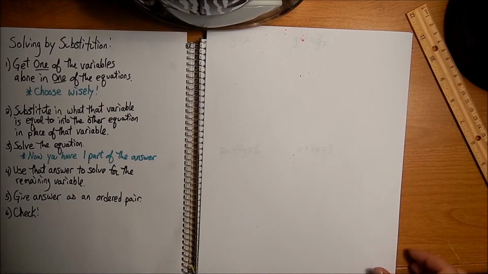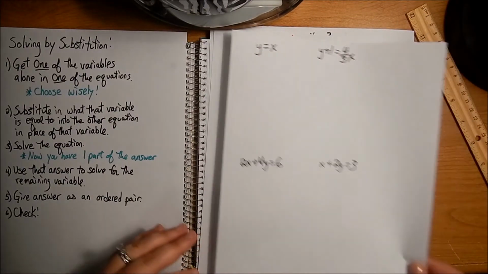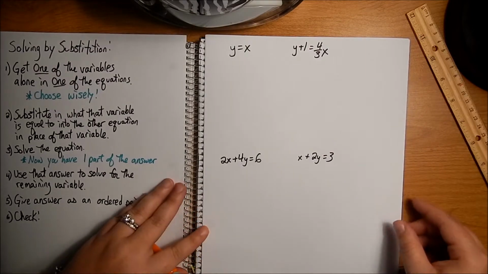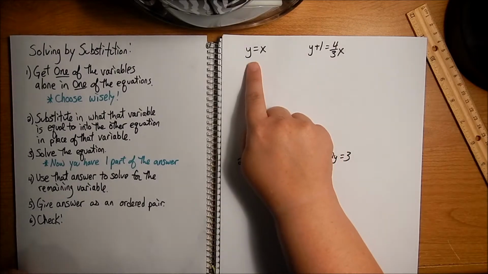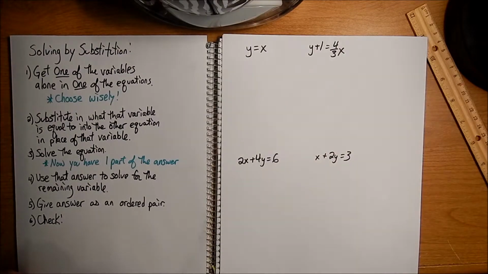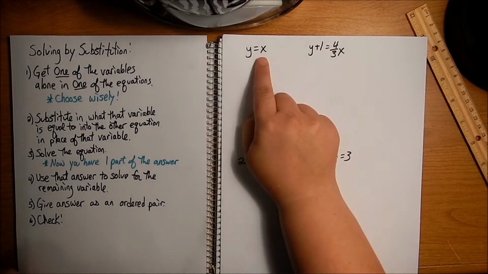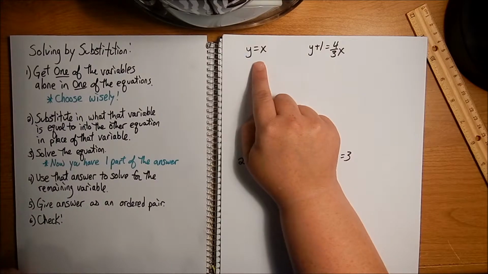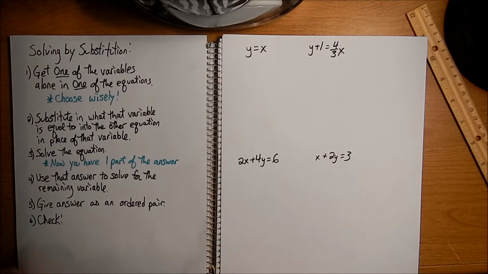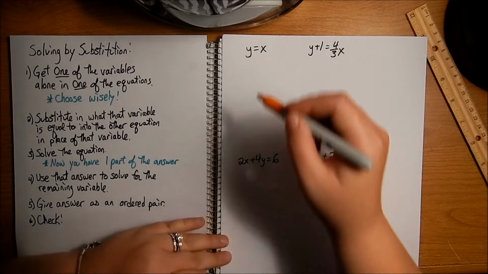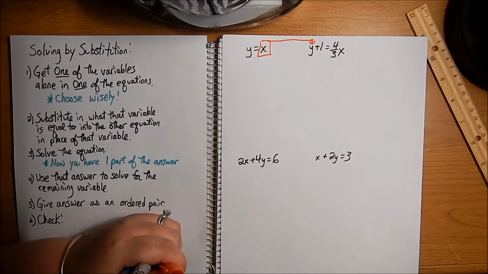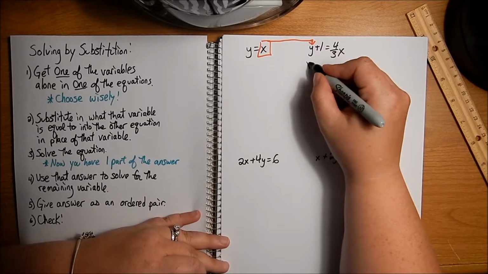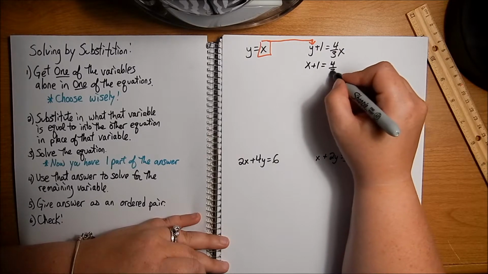Let's try the next one from the last video. We'll solve it using substitution, and then go back to our graph and see if we got the same answer. Alright, y equals x, y plus 1 equals 4/3 x. Okay, get one of the variables alone in one of the equations. Well, both x and y are alone in this first one, so it doesn't really matter what we do. I know y is equal to x, so I'll replace y with x right there. So now I have x plus 1 equals 4/3 x.